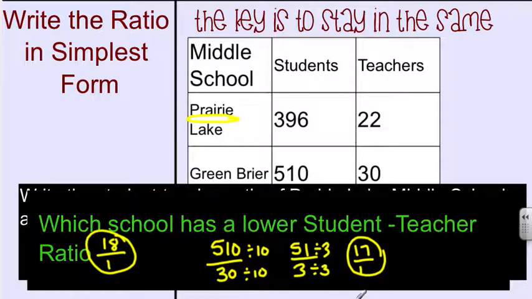So which school has smaller class sizes, theoretically? And in this theory, Greenbrier would. But to write the ratio, all I did was just write the fraction and then reduced it, and I was able to compare.